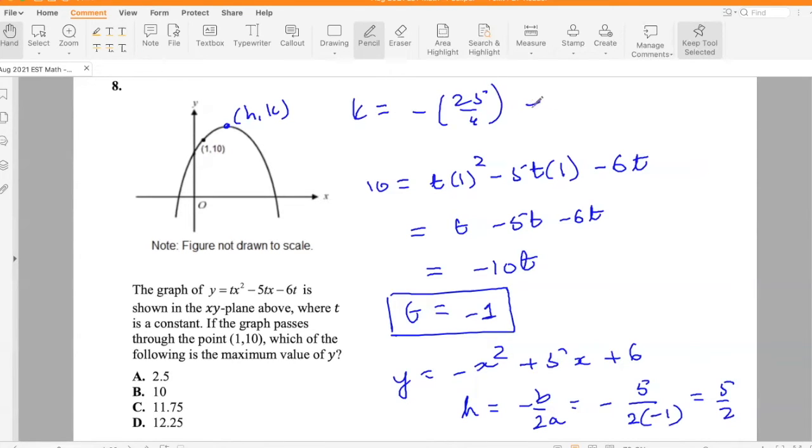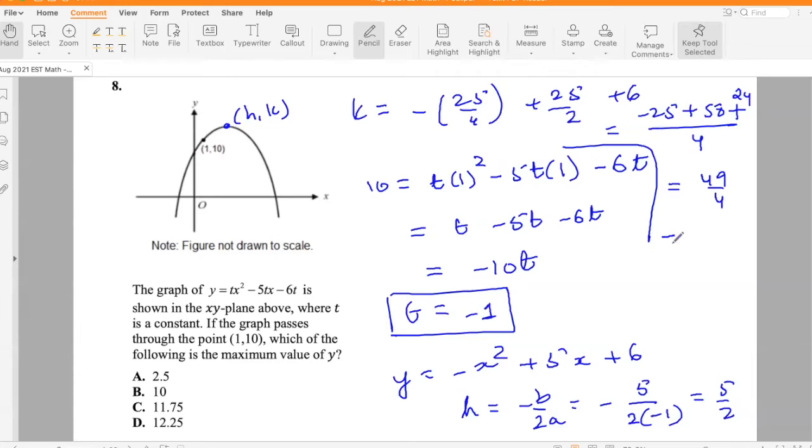So minus of 25 by 4 plus 25 by 2 plus 6. So this will be minus 25 plus 50 plus 24, over 4. So that becomes minus 25 plus 24 is minus 1. So 49 by 4, which is 4 ones are 4, 4 twos are 8, and 12.25. So the maximum value of y is 12.25.